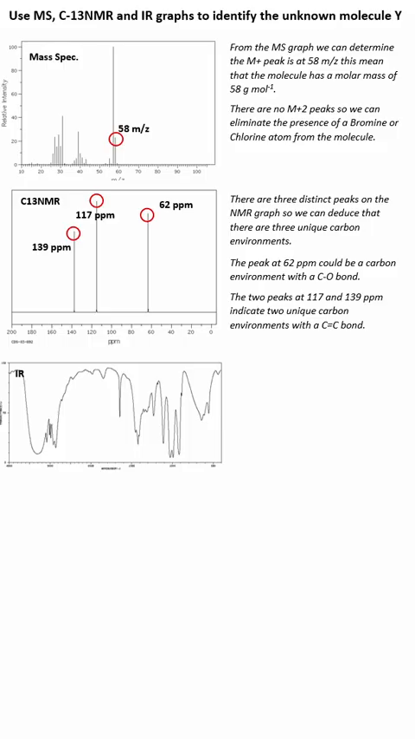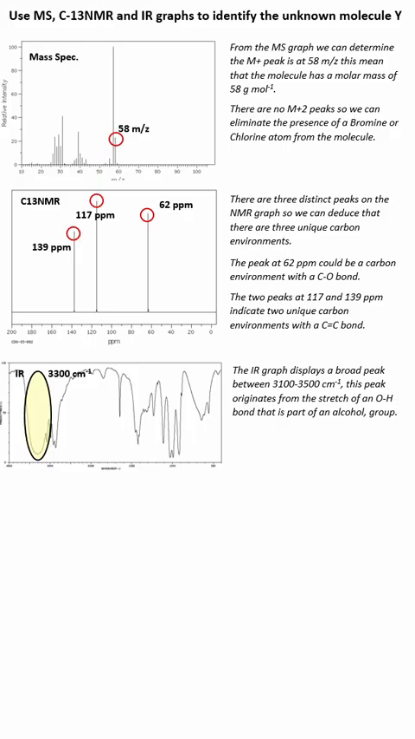But let's have a look at the IR graph and see if we've got any other information. So we have this broad peak here. Now we're going to exclude this peak just below 3000, which is caused by carbon to hydrogen stretching. But we have this broad peak here, which is between 3,100 and 3,500 centimeters to the minus one.